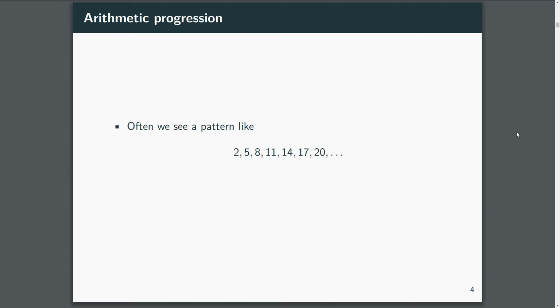So a common pattern is something like this: 2, and then 5, 8, 11, 14. It increases by 3 each time. And this is what's known as an arithmetic progression. So the recurrence is just based on the last element, and then you add some constant to it.